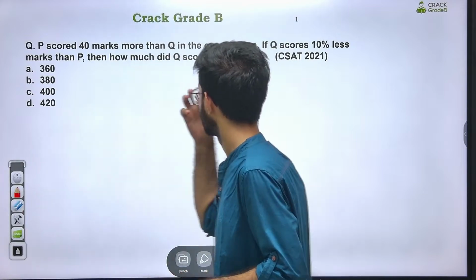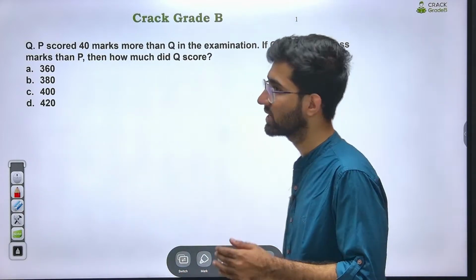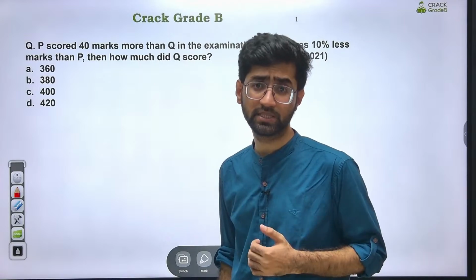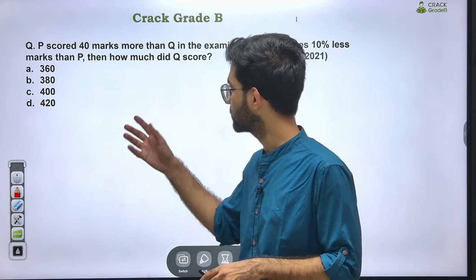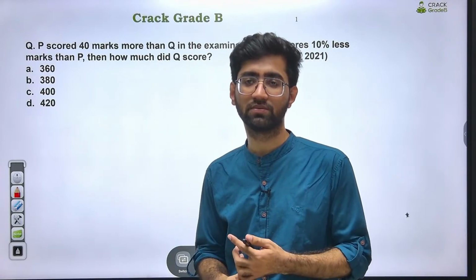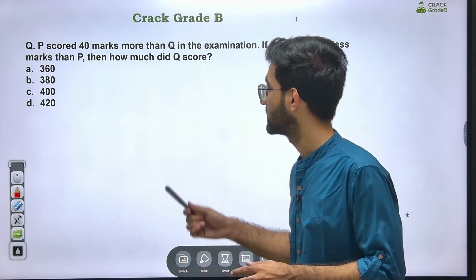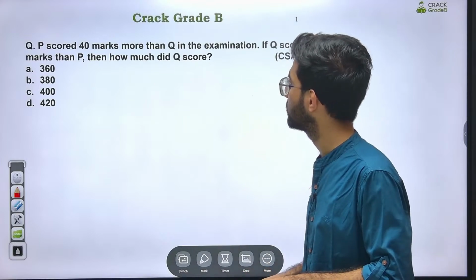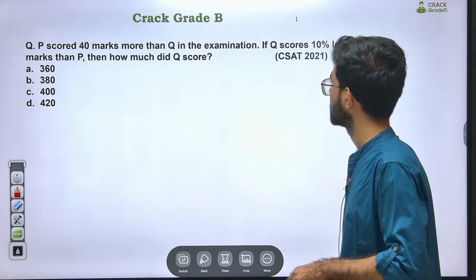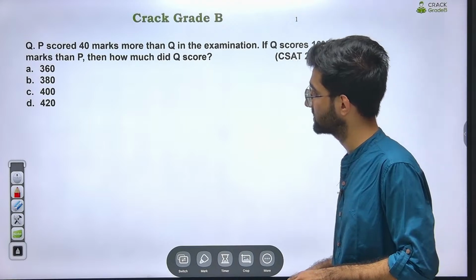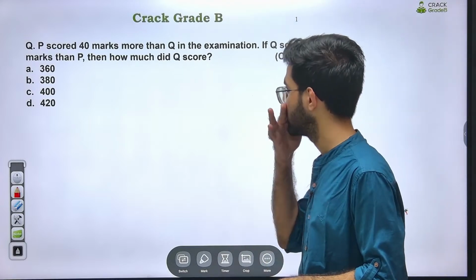Now let us solve this question. If you get this kind of questions in CSAT, you should be extremely happy. You shouldn't make any kind of mistakes in this kind of question, right? So what is the question? Question is, P scored 40 marks more than Q in the examination. If Q scores 10% less marks than P, then how much did Q score?